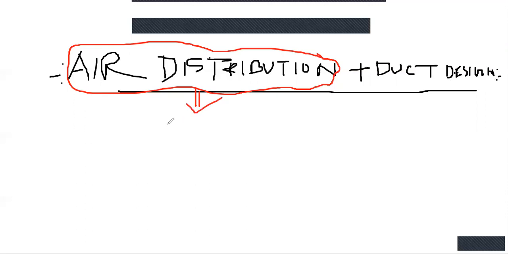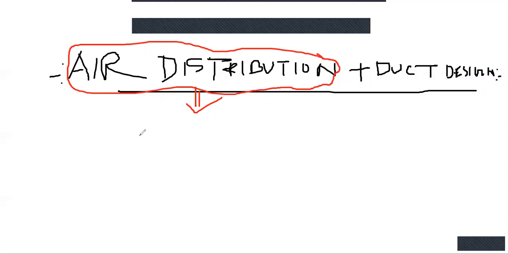Okay, air distribution. The conditioned air needs to be properly and uniformly distributed within the room which is to be conditioned. This is the main requirement for the occupants who are available in the room, hall or the confined space.